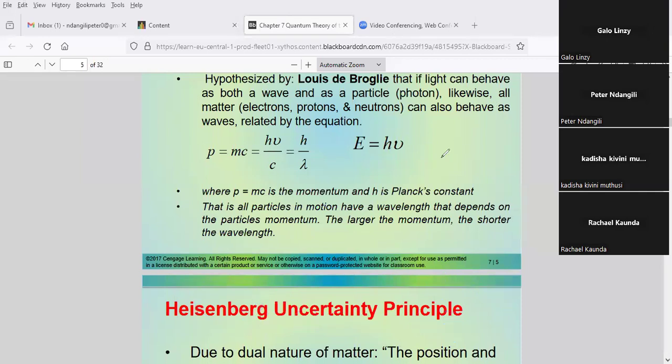These equations are just showing that we can have matter and talk about a photon of light. We can also have matter and talk about a particle, as shown in these particular equations. Okay, now we go to something we call the uncertainty principle, or the Heisenberg uncertainty principle.